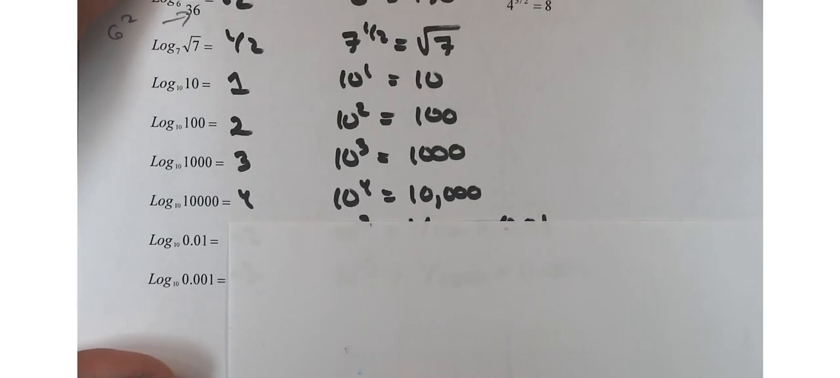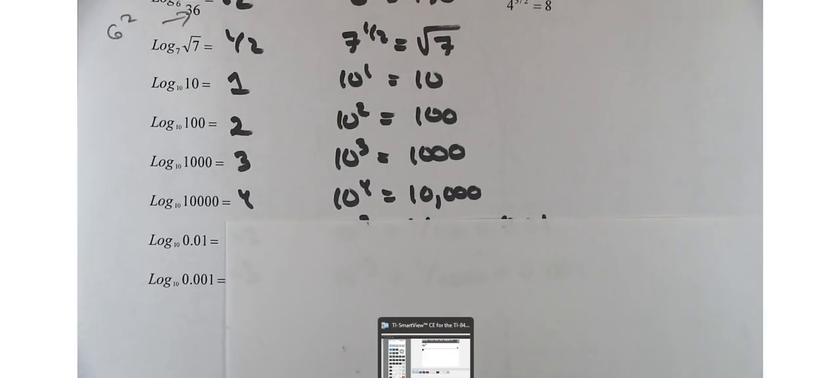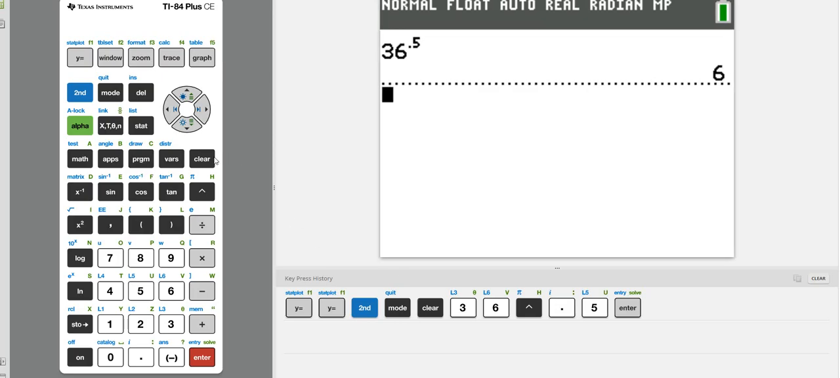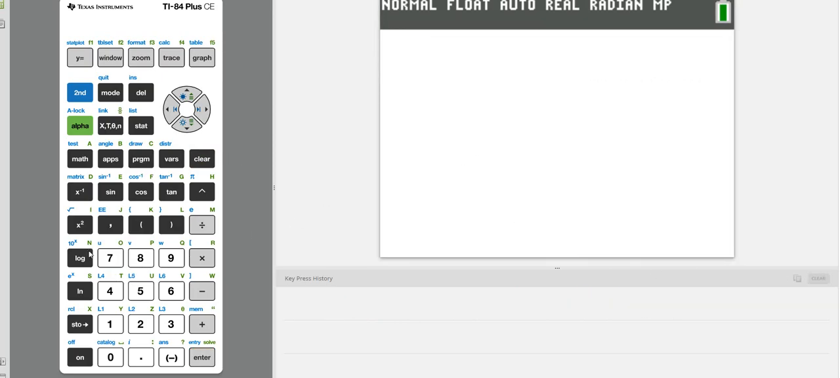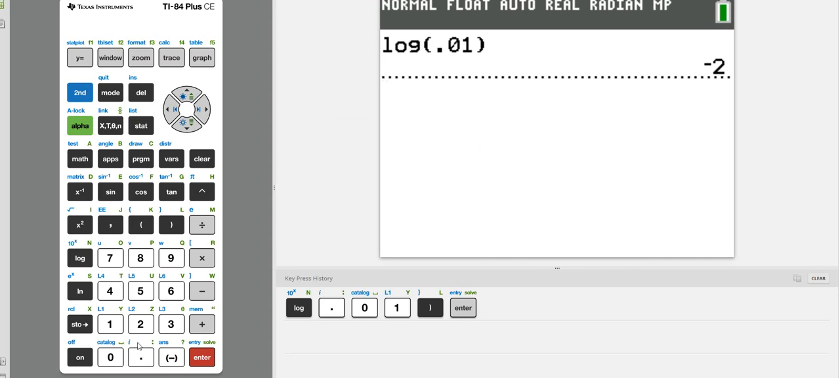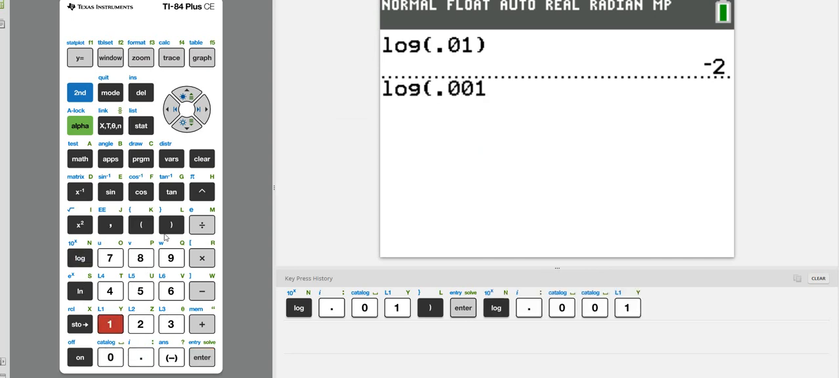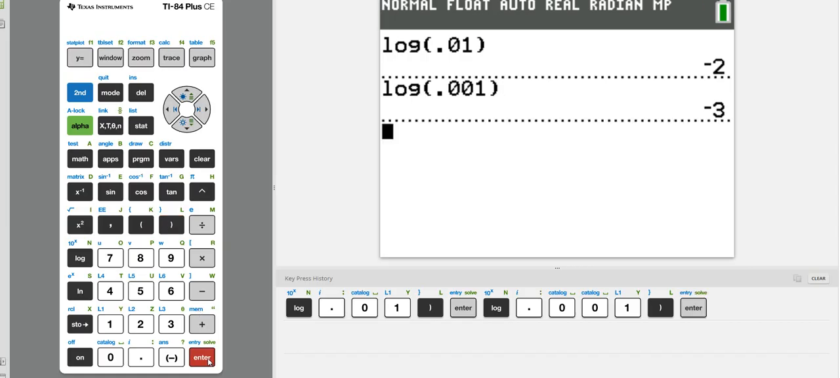And if you do, there's good news. The logarithm base 10 is built in directly into your calculator. So if you wanted to, you could just calculate that right off your calculator. You don't have to think too much. Log of 0.01 should be -2. And log of 0.001 would be -3. Okay, so those are our last two on that column.